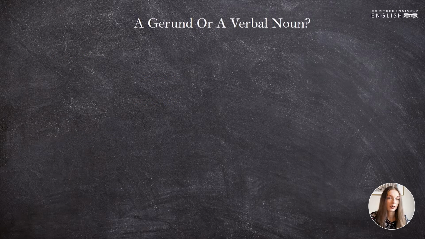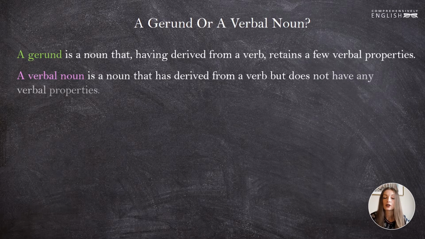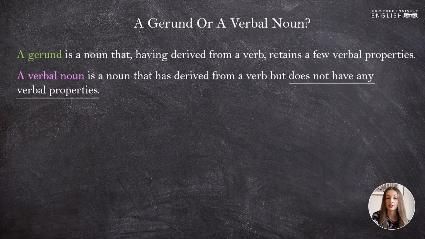So how do we tell apart a gerund and a verbal noun? A gerund is a noun that, having derived from a verb, retains a few verbal characteristics. A verbal noun is a noun that has derived from a verb but does not have any verbal characteristics whatsoever. As a gerund is a verb, it can be modified by an adverb. A verbal noun is modified by an adjective, like all nouns. Also, a gerund can take a direct object, like verbs do. Verbal nouns, unlike gerunds, cannot take direct objects.